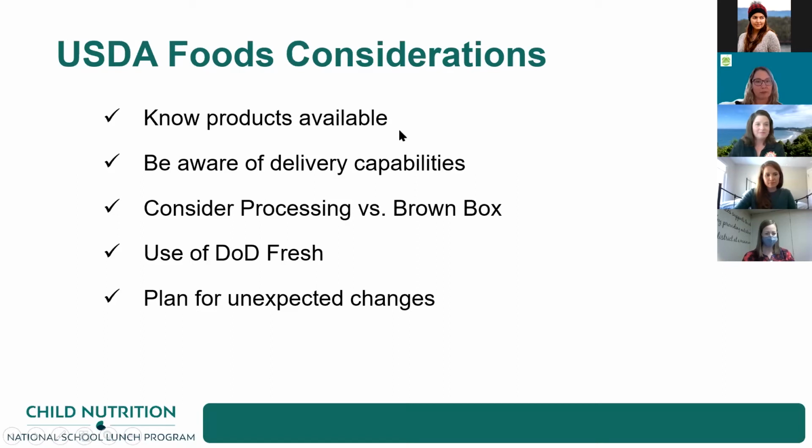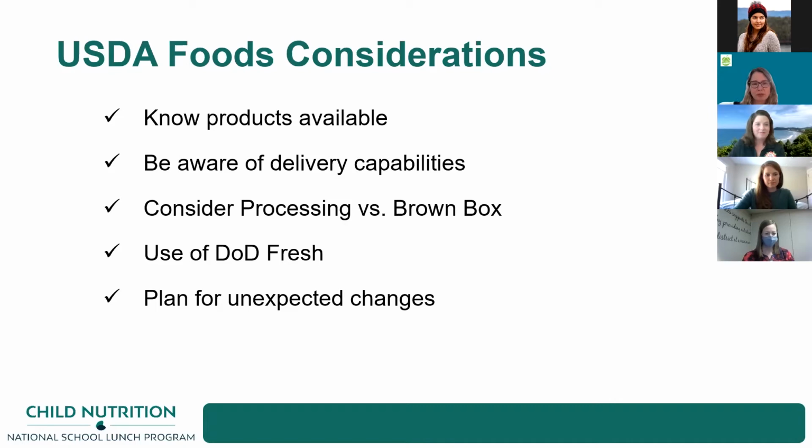Alexa also spoke about being aware of your delivery capabilities. So this comes into play, especially when you're thinking about your brown box and processed items. We have to consider meeting our delivery minimum so we can save on our delivery fees, which we'll refer to in a few minutes here. But thinking about how many USDA foods are on your menus or could be on your menus, and then can I bring in more volume of something so that I'm meeting those minimums?